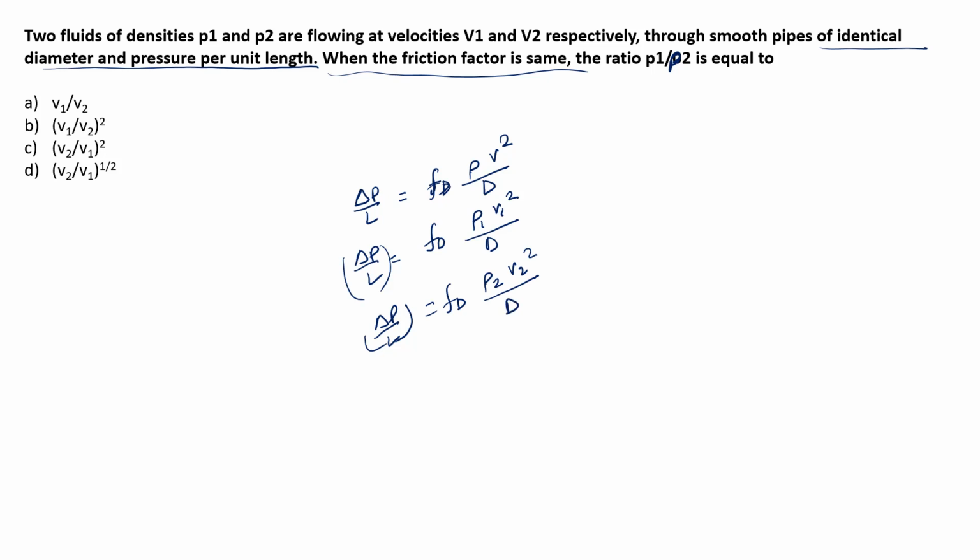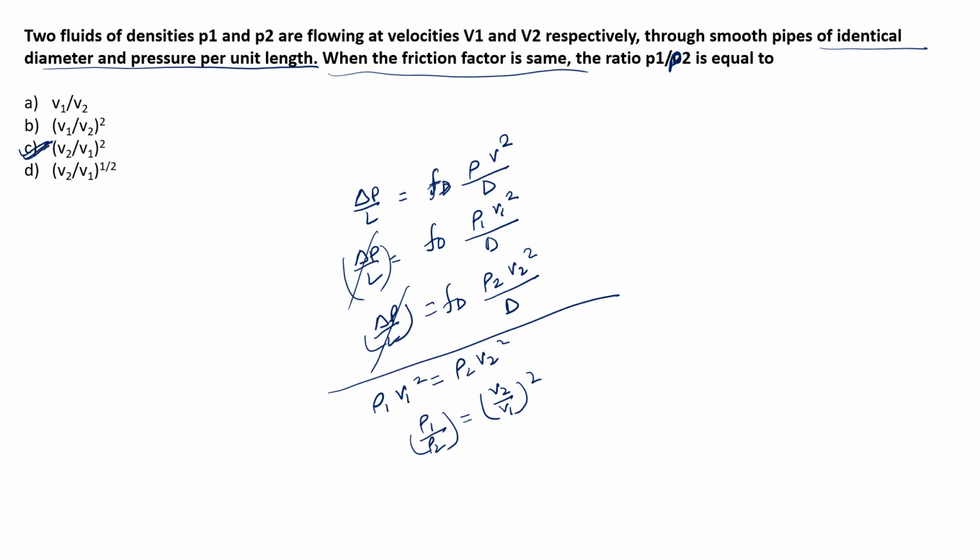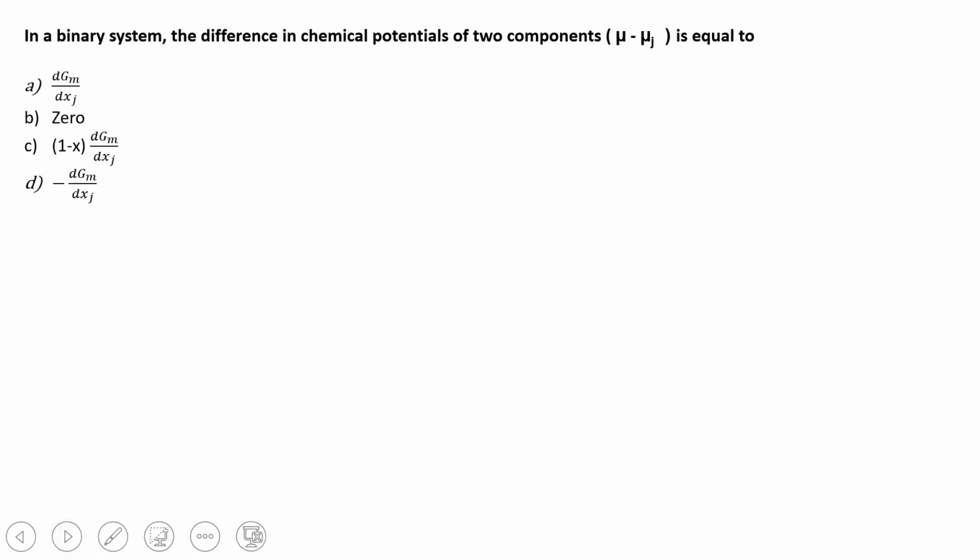So these two are equal, right? We can directly divide these two, so rho 1 v1 square is equal to rho 2 v2 square. So rho 1 by rho 2 is equal to v2 by v1 whole square. Okay, so this corresponds to option C. Fine. Now let us solve a 2 marks question.